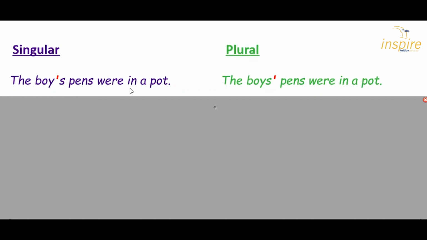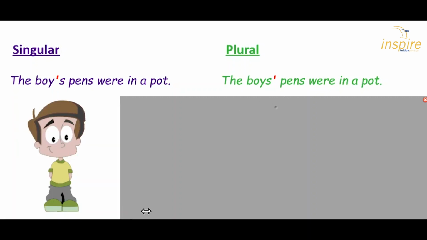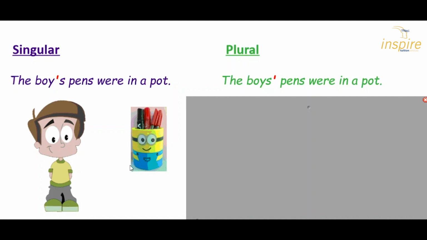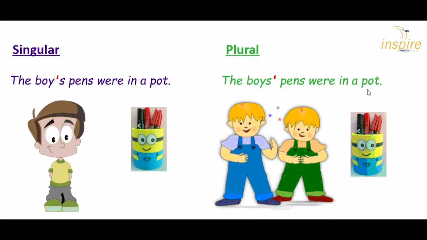Here we have the boy's pens were in a pot. We also have the boys' pens were in a pot. If we just read it, they sound the same, but you need to look at the position of the apostrophe. So where there's one boy and lots of pens, or lots of boys and lots of pens. The boy's pens were in the pot. One boy. The boys' pens were in a pot. More than one boy.